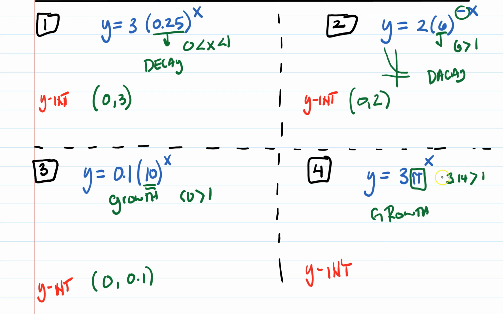And then when I plug in a 0 for x to find the y-intercept, I'd have 3.14 to the 0 is 1, times 3 is the number 3. So I'm going to have the point (0, 3). And that's how you do all problems 1 through 4.